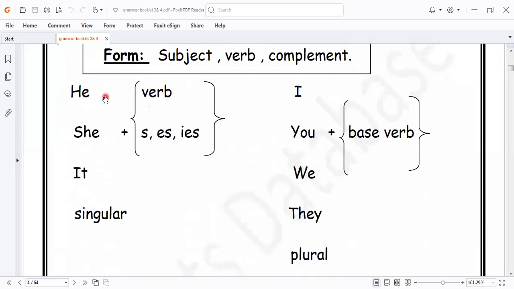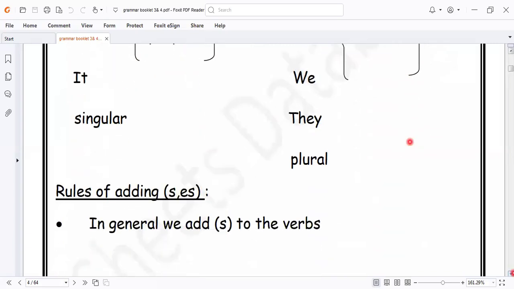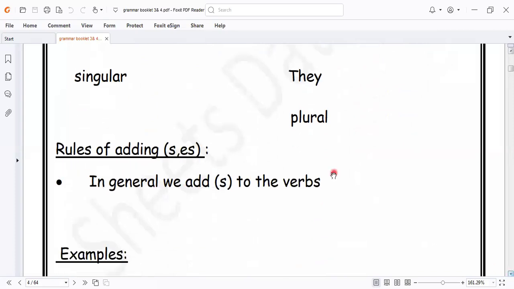We have here he, she, it, and we add to the verb s, es, or ies for the singular. And for the plural and I, you, we, they, we don't add s; we use the base verb. Let's go to know more about this tense.